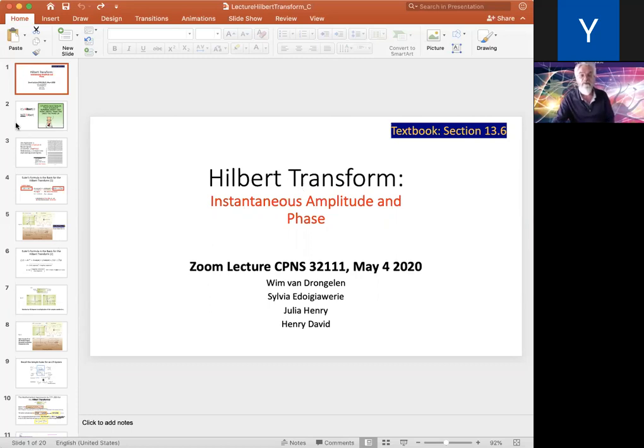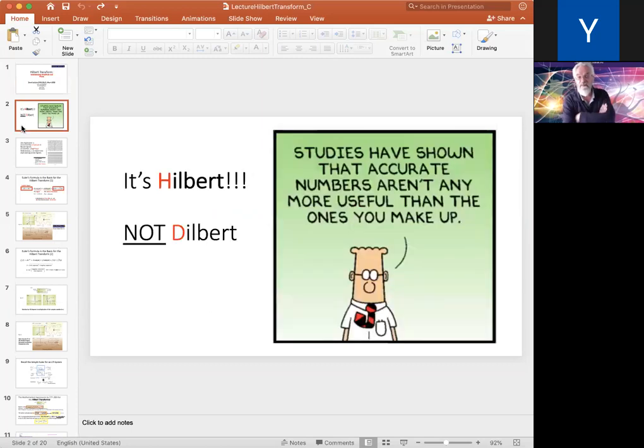I just thought to burn the name in your brains. It's actually Hilbert, after the famous mathematician Hilbert, and not the Dilbert transform. And by the way, as a disclaimer, I do not necessarily agree with Dilbert's statements in this slide.